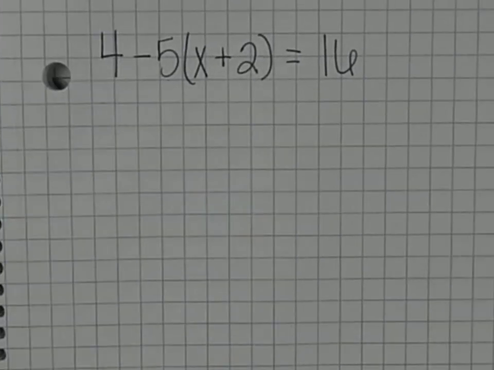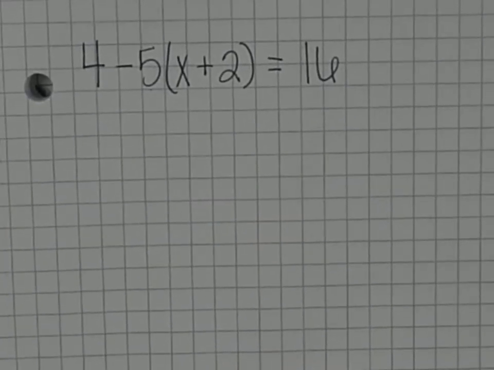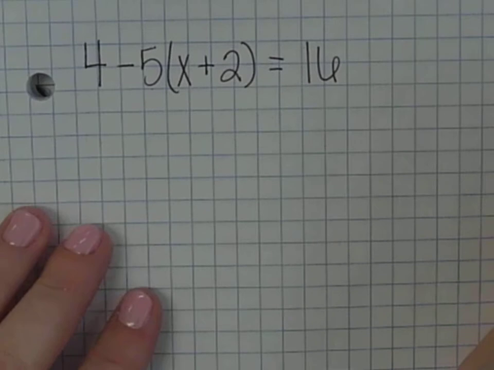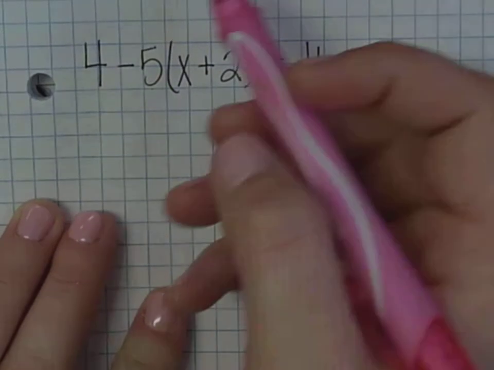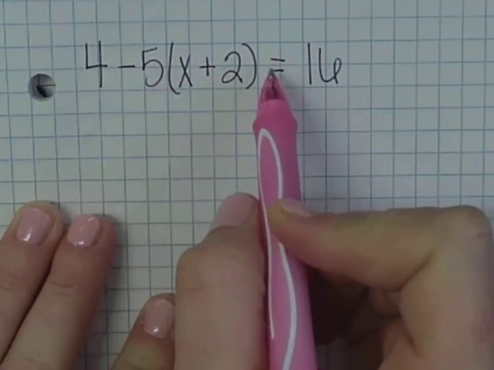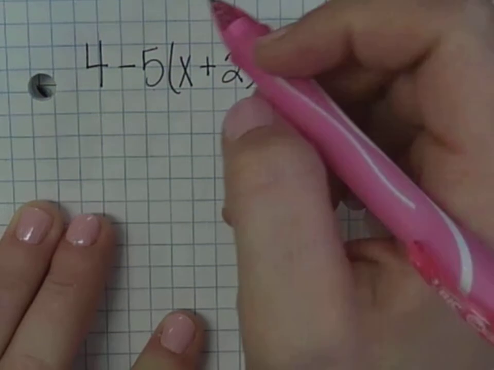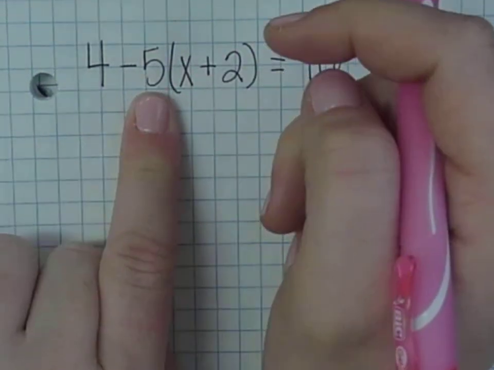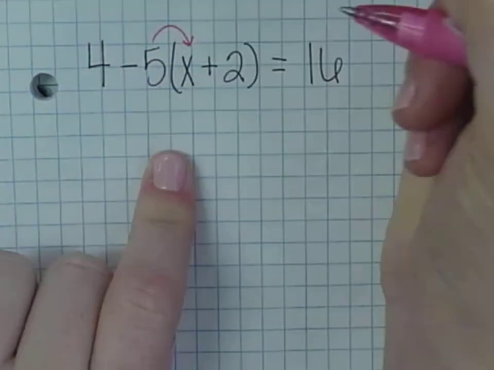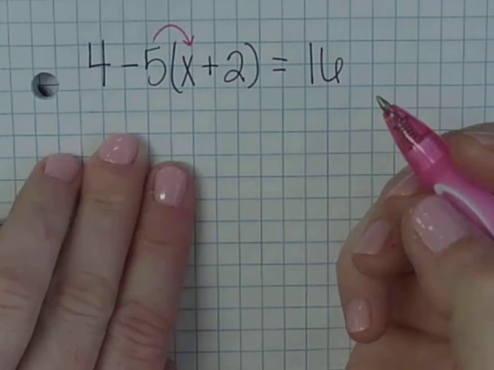Okay, so I remembered that I did not have one with a negative, so I'm going to do an example with a negative. So notice we have 4 minus 5 with these parentheses. The part that I need to distribute is this negative 5. So I need to do negative 5 times x first. That's the first thing that I have to do.